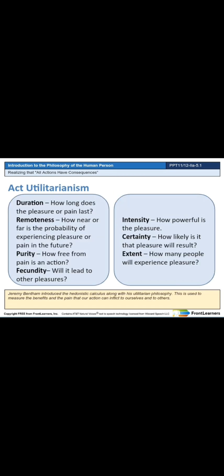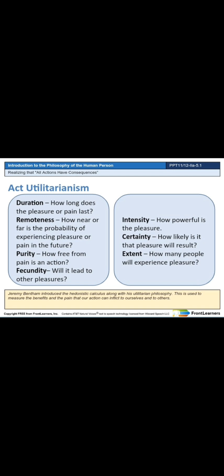Jeremy Bentham introduced the hedonistic calculus along with his utilitarian philosophy. This is used to measure the benefits and the pain that our action can inflict on ourselves and on others. Act utilitarianism example. Duration: how long does the pleasure or pain last? Remoteness: how near or far is the probability of experiencing pleasure or pain in the future? Purity: how free from pain is an action?